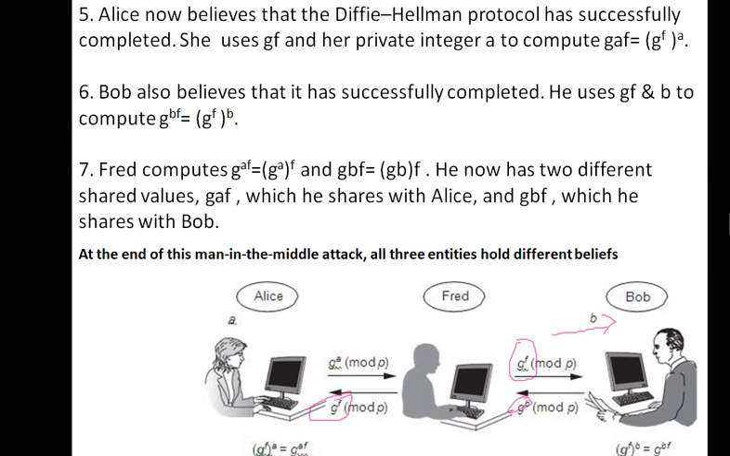And Alice now believes that the Diffie-Hellman protocol has successfully completed. She uses G^F and her private integer A to compute G^AF, that is G^FA. Bob also believes that it has successfully completed. He uses G^F and B to compute G^FB, that is G^BF. And then Fred computes G^AF and G^BF. He now has two different shared values, G^AF which he shares with Alice, and G^BF which he shares with Bob. At the end of this man in the middle attack, all three entities hold different beliefs.